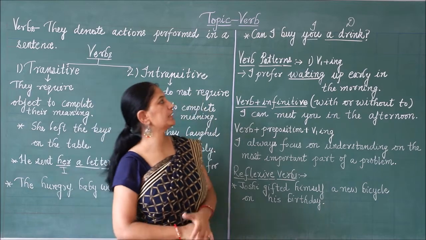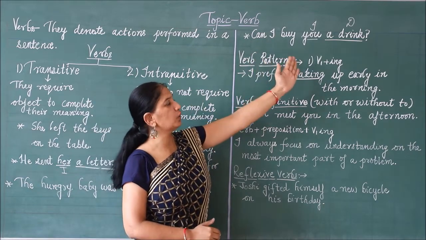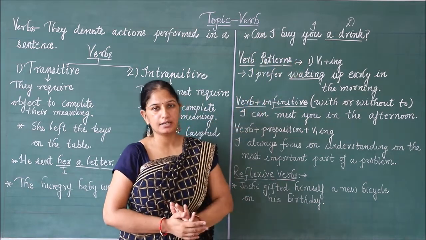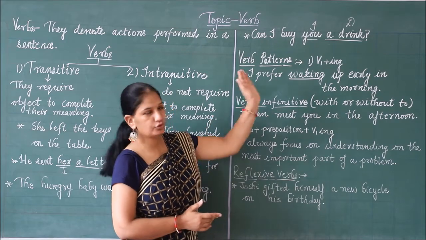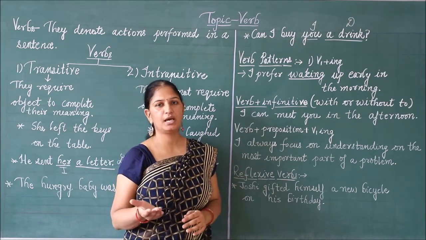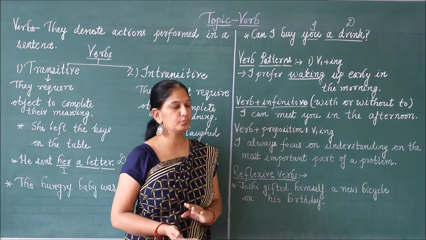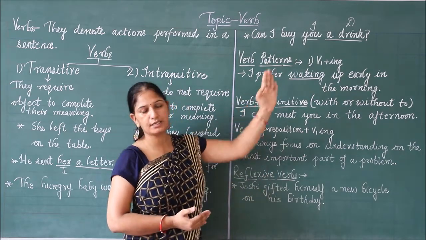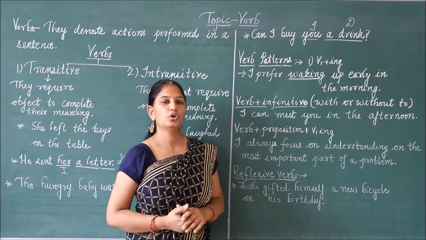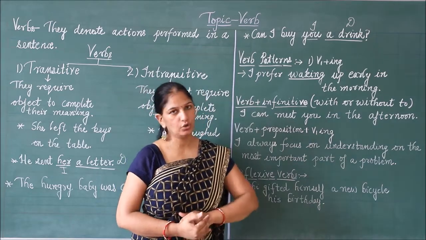Let us see one more example. Can I buy you a drink? In this again, if we ask the question from the verb, what can I buy? A drink. So a drink becomes the direct object, and for whom can I buy? You. So you becomes the indirect object.